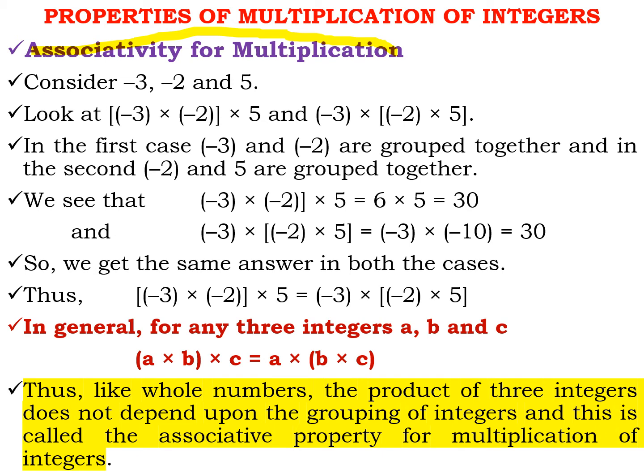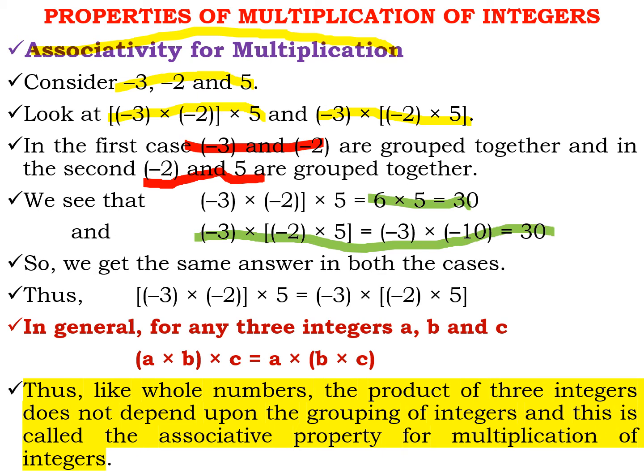Associativity for multiplication. Consider -3, -2 and 5. Look at (-3 × -2) × 5 and -3 × (-2 × 5). In the first case, -3 and -2 are grouped together, and in the second case, -2 and 5 are grouped together. We see that (-3 × -2) × 5 is 6 × 5, that is 30, and -3 × (-2 × 5) is -3 × -10, that is again 30. So we get the same answer in both the cases.